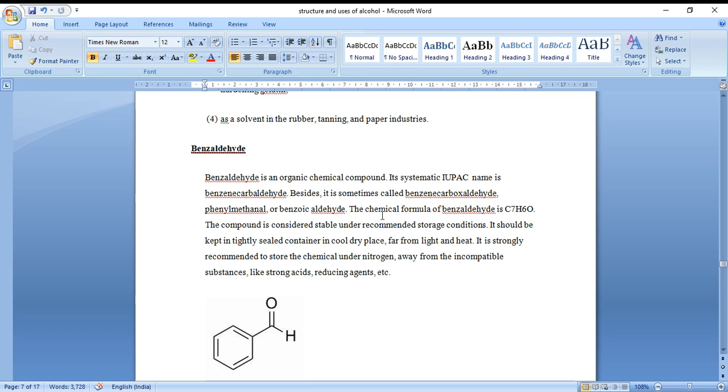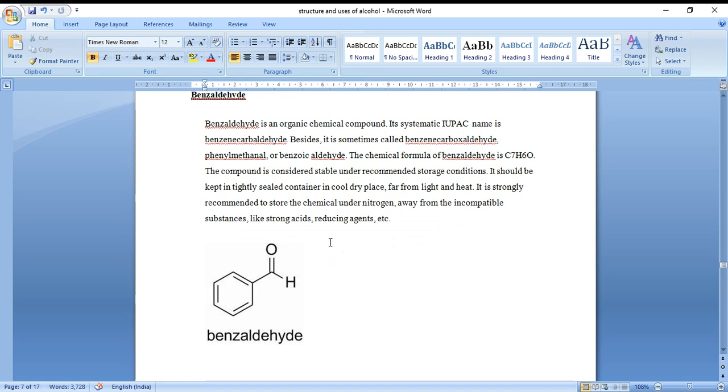And the chemical formula of benzaldehyde is nothing but, so this is a C6H5, isn't it? And here one more carbon is present. So this is C7H6 and we are having the O. That's why the chemical formula of benzaldehyde is C7H6O.